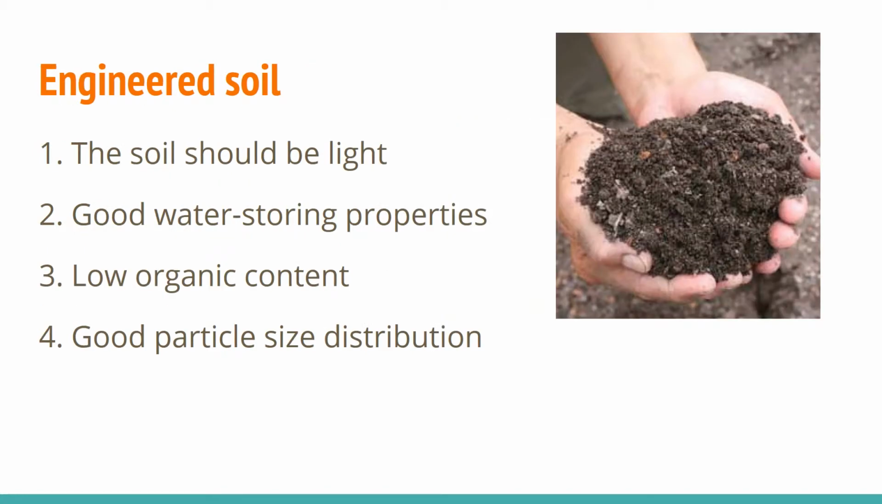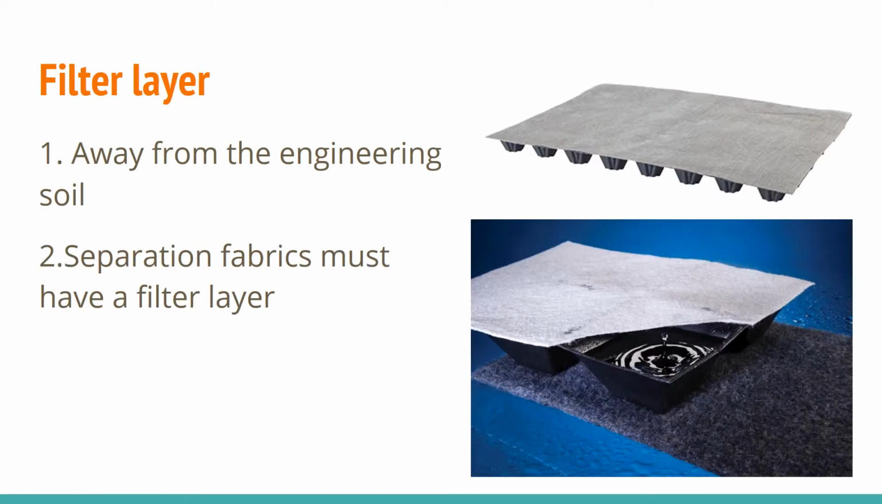The second layer is engineered soil. Engineered soil goes with the plants. The soil should be light and its water storing property should be good to help the plants survive in dry weather. Low organic content is also important to have a good particle size distribution.